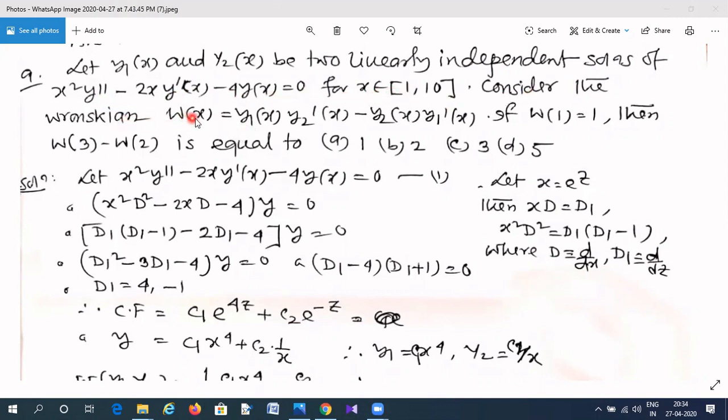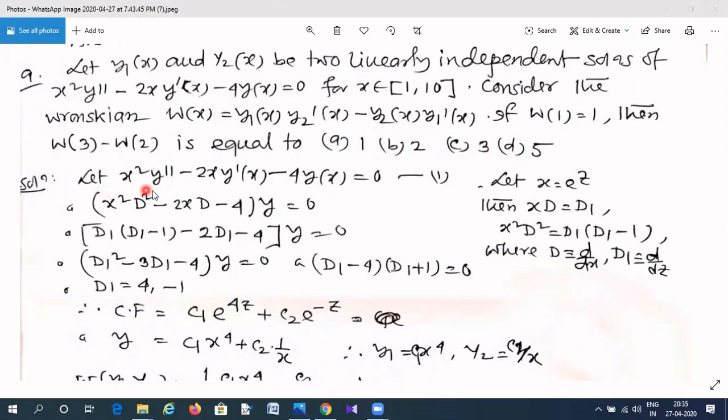Consider the Wronskian W(x), that is the determinant of y1 y2 y1' y2', that is y1 into y2' minus y2 into y1'. It is given that if Wronskian of 1 is equal to 1, then what is the value of Wronskian of 3 minus Wronskian of 2? Is it equal to option A 1, or option B 2, or 3, or 5?